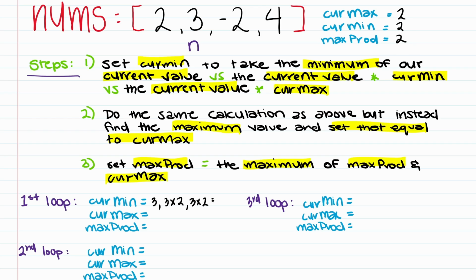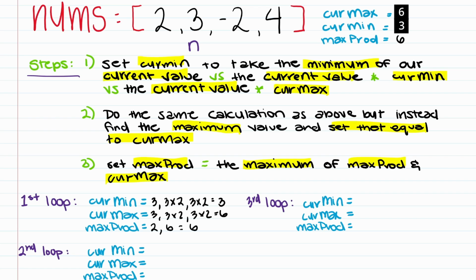And then we're going to find the minimum value of this. So the minimum value of these 3 values is going to be equal to 3. Now, same thing, it's going to be the same exact calculation as above. The only difference is we're going to be instead finding the maximum, which is going to be 6. And then we're going to compare 2 versus 6, and that's going to equal 6. So these 3 values are going to change, and they're going to be 3, 6, and 6.